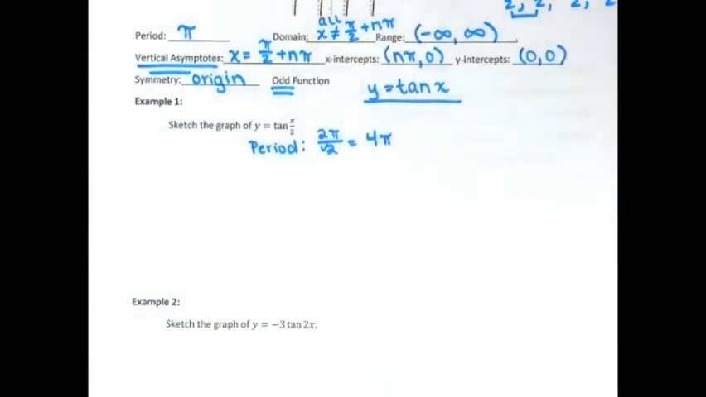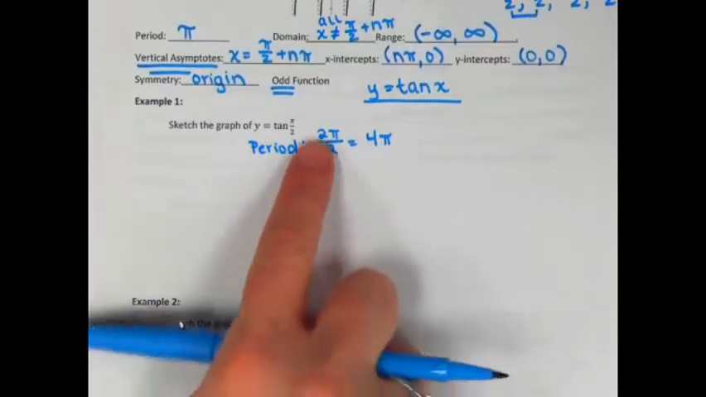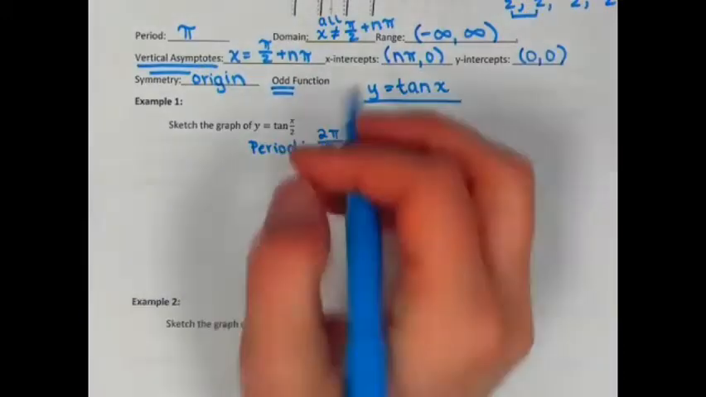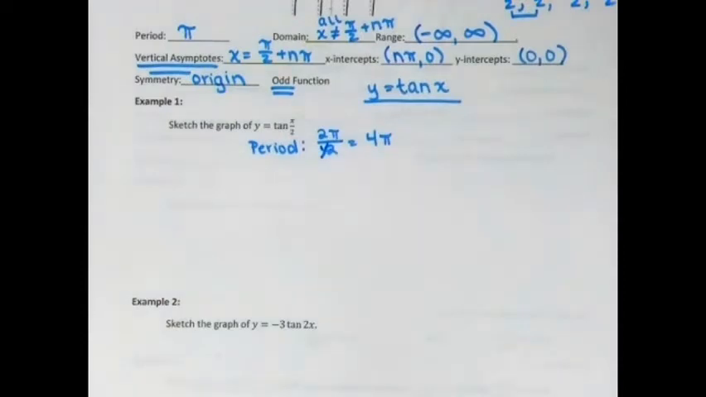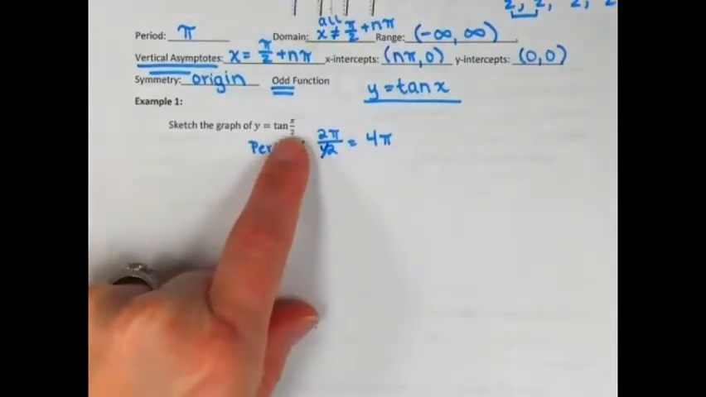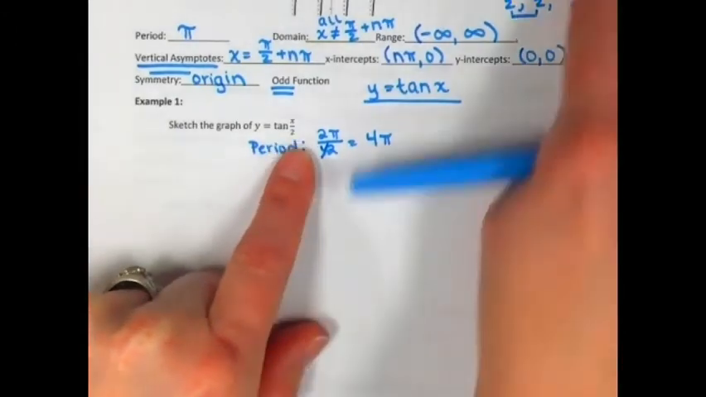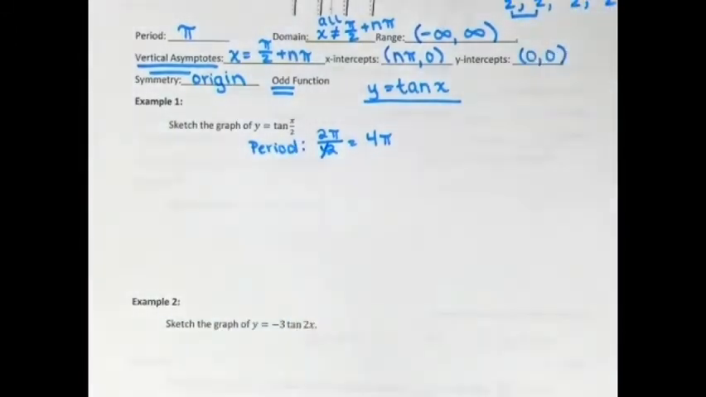Now, this is going to be a little bit different, though. If that was a sine curve, to find our period we'd have 2 pi over 1/2, which would give us our 4 pi, right? However, when we're looking at tangent, we're looking at our cosines of everything, right? Because we want to know when is a cosine equal to 0, and that would give us our vertical asymptotes, correct?